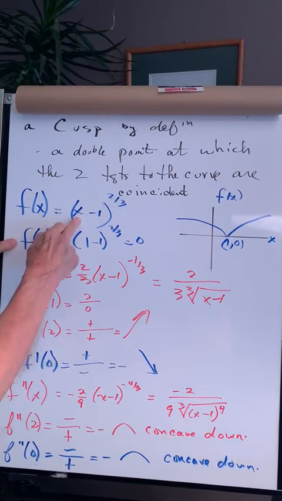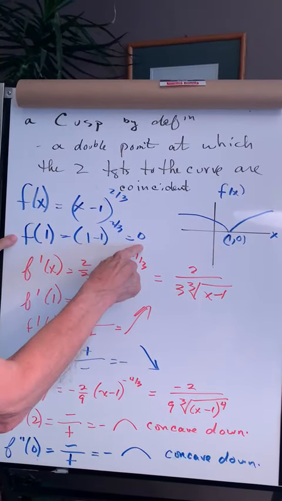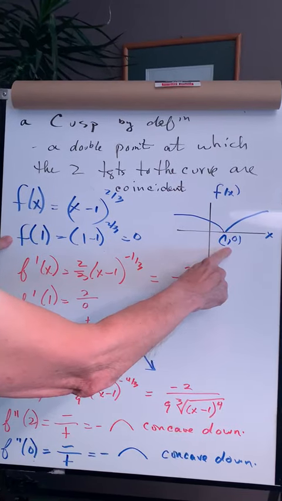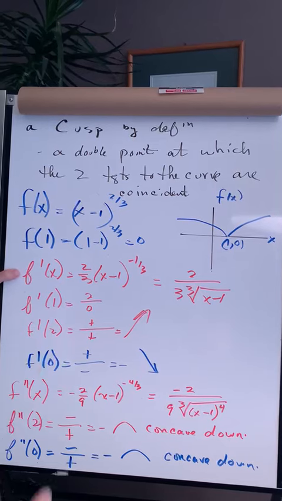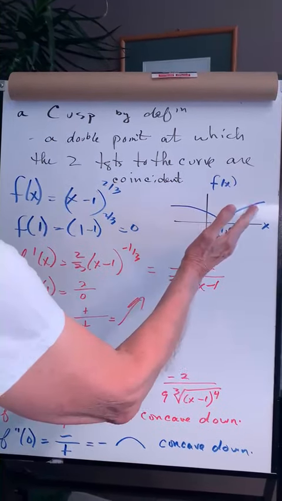So when x is 1, it goes to 0. So this becomes (1, 0), the point at which they are coincident. Let's find the slope to see if it curves to the left or to the right.